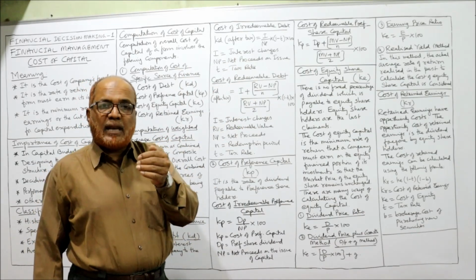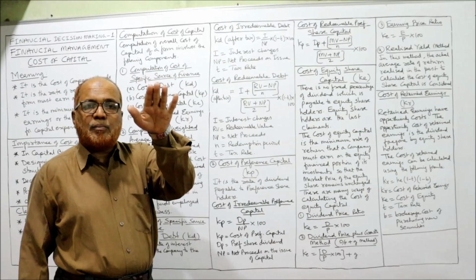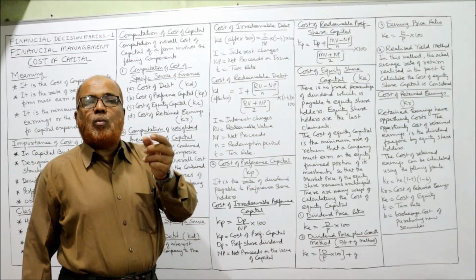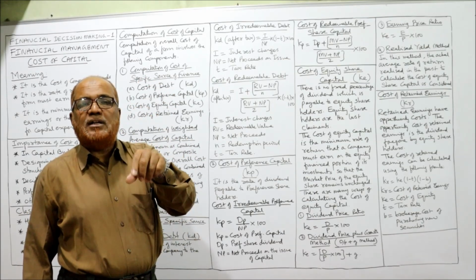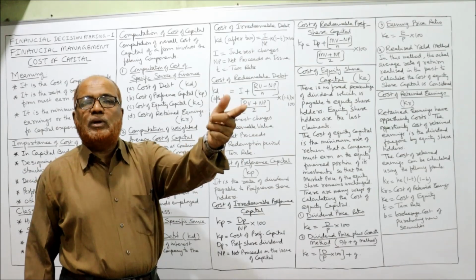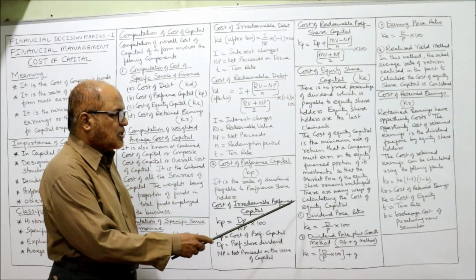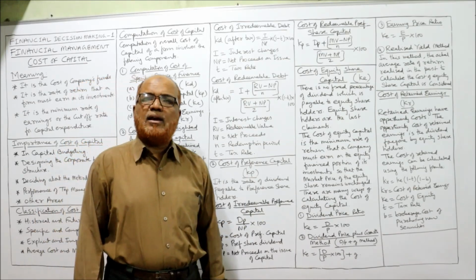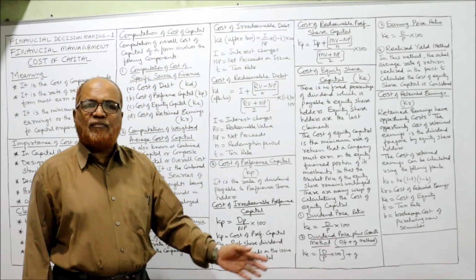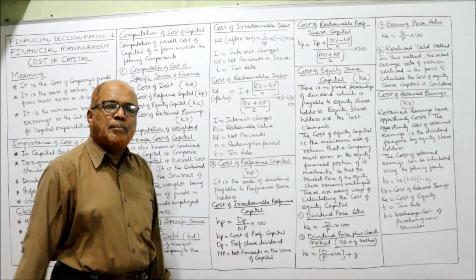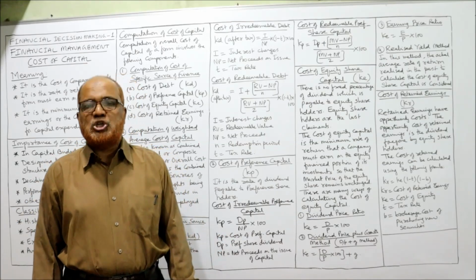Otherwise, if the company pays lesser dividend, the market price of the share will come down. So what is the minimum rate of return that the company must pay to equity shareholders so that the market price will not get changed? There are many formulas for calculating cost of equity capital. First is the dividend price ratio. It is called the DP ratio.